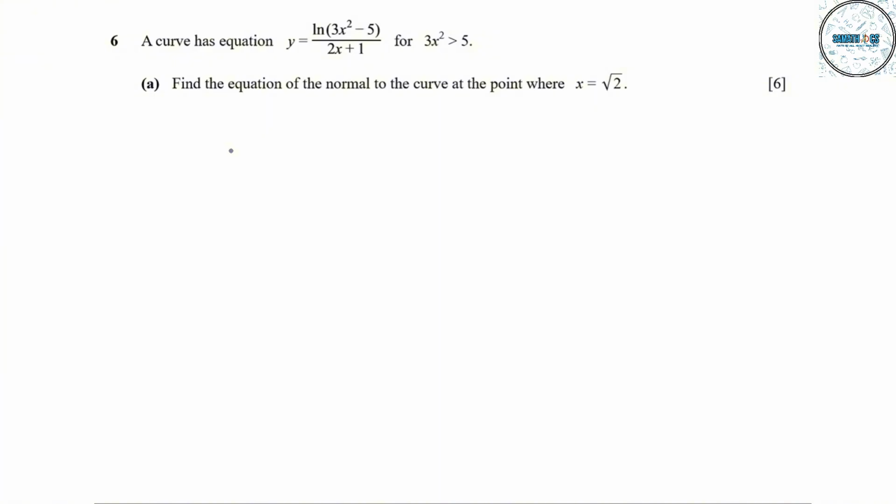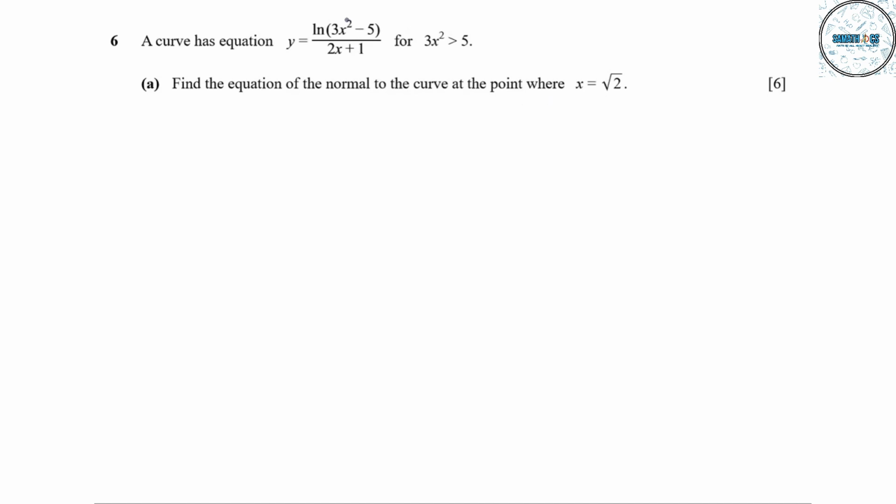Question number 6. A curve has equation y = ln(3x² − 5)/(2x + 1), for 3x² > 5. Find the equation of the normal to the curve at the point where x = √2.